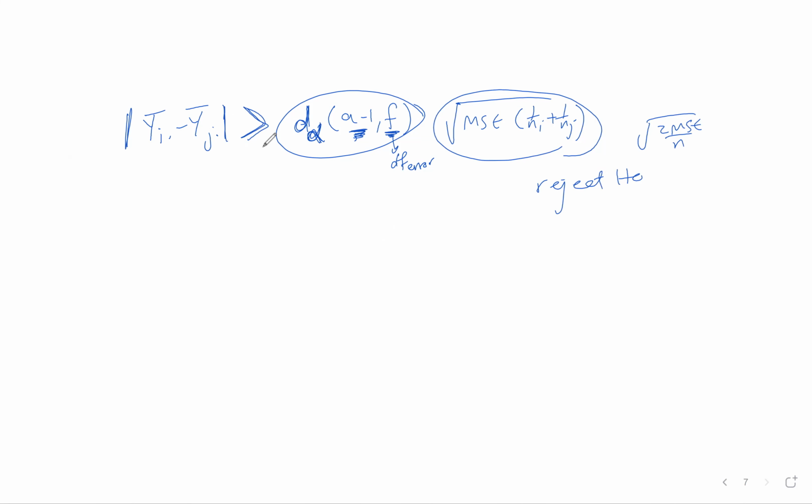And for the confidence interval, you change this to plus or minus again. So it will be yi dot bar minus yj dot bar plus or minus d alpha at a minus 1 and f times the square root of MSE times 1 over Ni plus 1 over Nj.